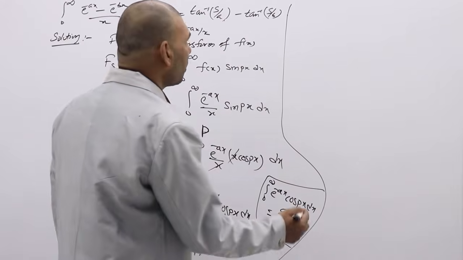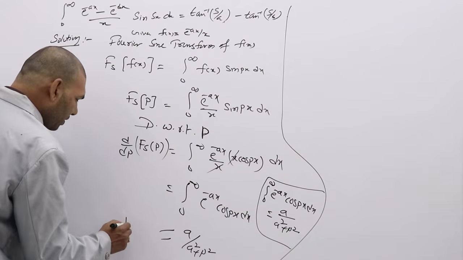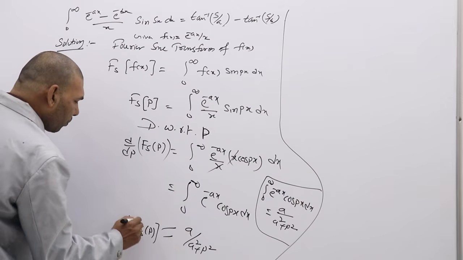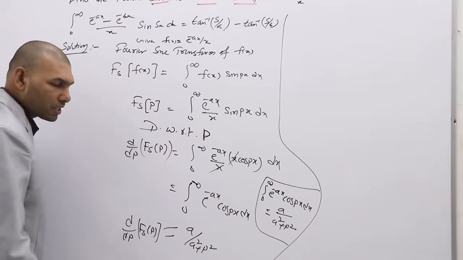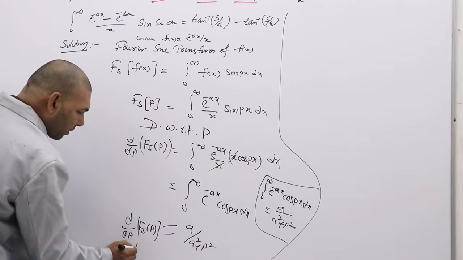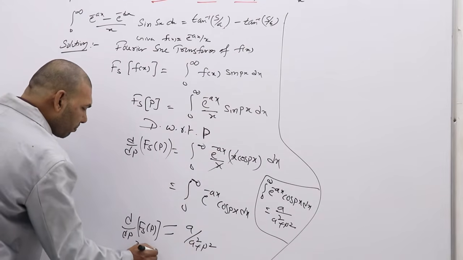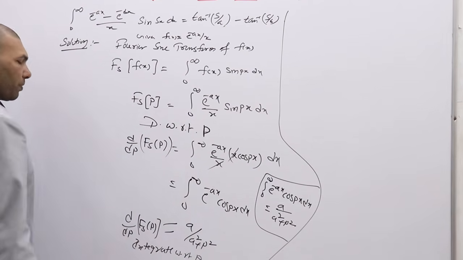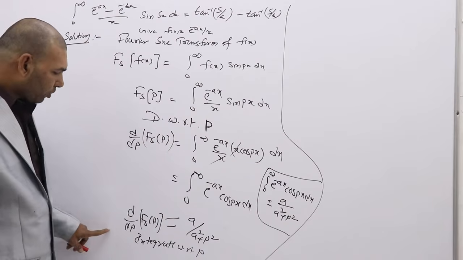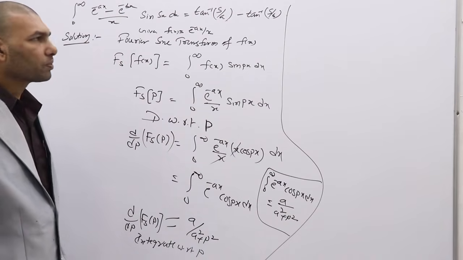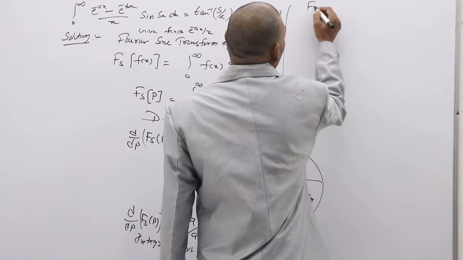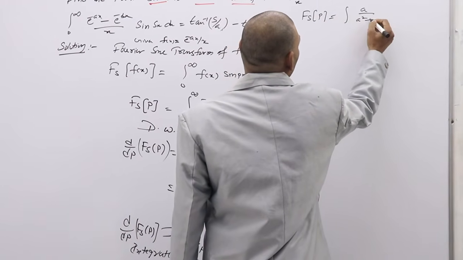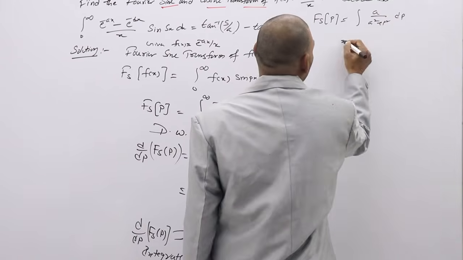So what we got now is the differentiation with respect to p. But we need fs of p, we don't want the differentiation with respect to p. So to eliminate this, integrate with respect to p. If you integrate with respect to p, this differentiation gets cancelled. So what will you get? Fs of p equal to integral a by a square plus p square dp.